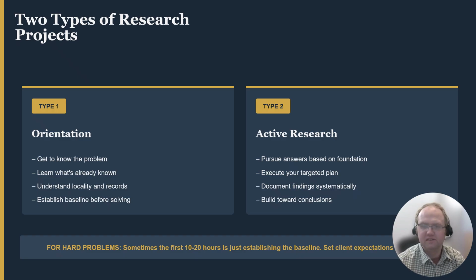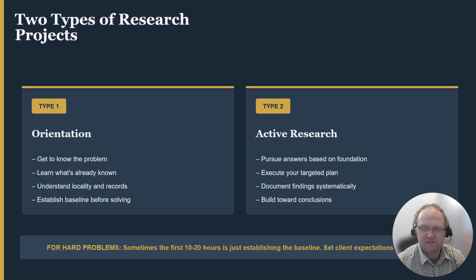doing that. And that's really important for things like working in the American South in the antebellum period. Complex immigration, in places or other problems where there's sparse, destroyed records, or where there's already been a lot of people trying to solve the same problem. For some difficult problems, the first 10 to 20 hours might just be establishing that baseline.